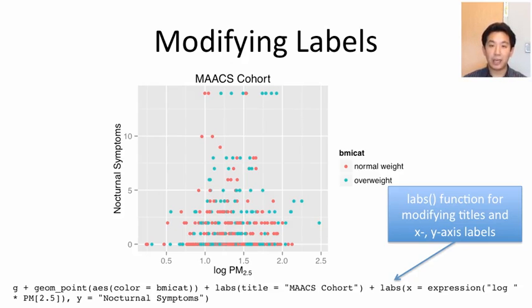For the labels, I set the title to be MAAX cohort because that's where the data come from. This is the MAAX study. I've set the x label to be this expression, which is log PM2.5, and I used the mathematical annotation that we talked about previously to get that 2.5 subscript on there. And then I set the y label to just be nocturnal symptoms. So now it looks a little bit cleaner. The plot has more appropriate labels on it.